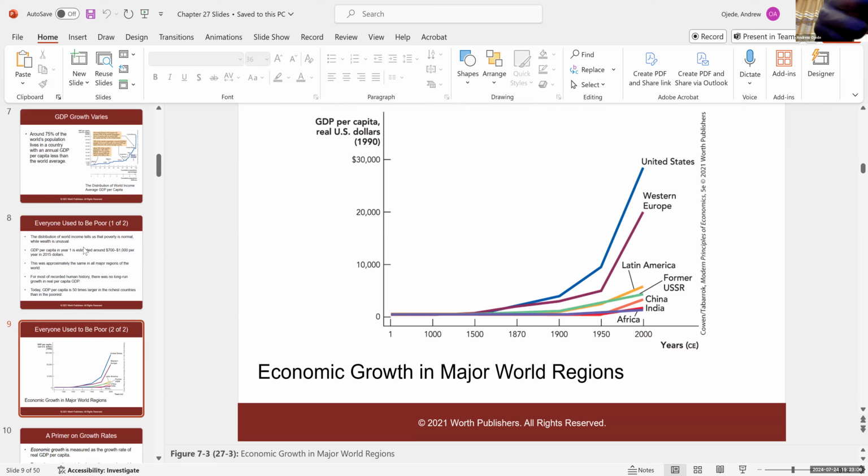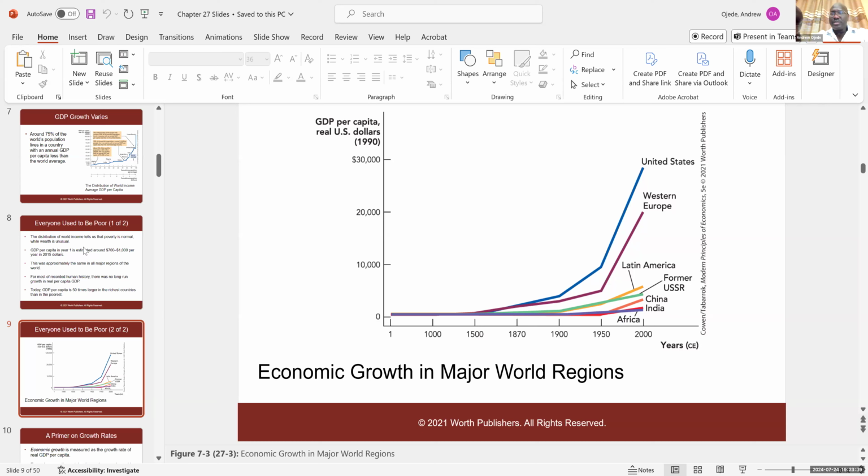So you can see from year one, every country in the world was poor. Until around 1500, when we start to see some countries breaking away from others, like the United States and Western Europe. Meanwhile, other countries remained completely the same as they were in year 1000, most countries in Africa, even China, until around 1900. So around 1900, you can see that Latin America and China started to break away.